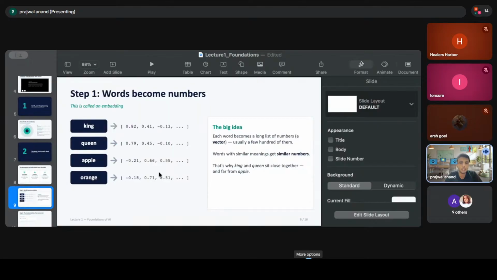So we can see here a simple explanation with a sentence where we have king, queen, apple, and orange. Here the big idea is each word becomes a long list of numbers, a vector. Like the example you can see on the screen here. It becomes a long list of numbers, and words with similar meaning get similar numbers. So king and queen, you can see, sit together because they have similar numbers.